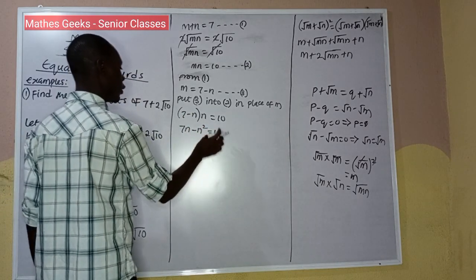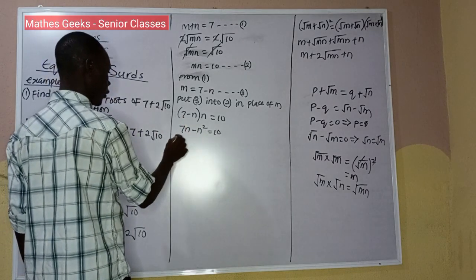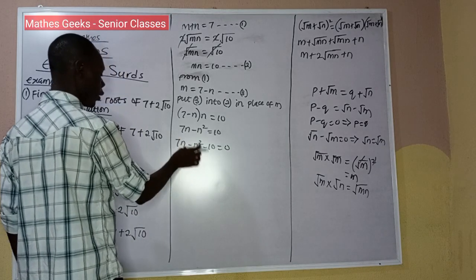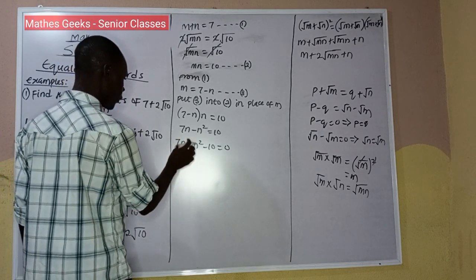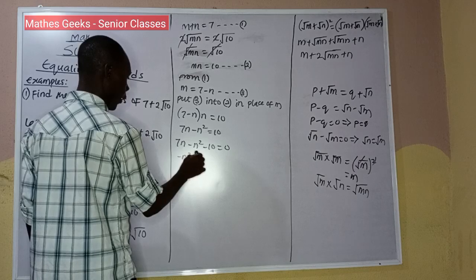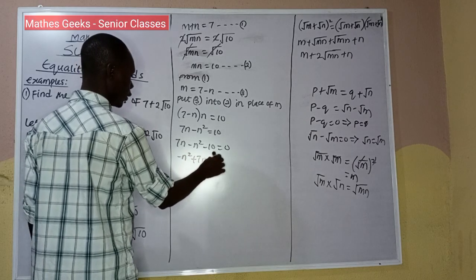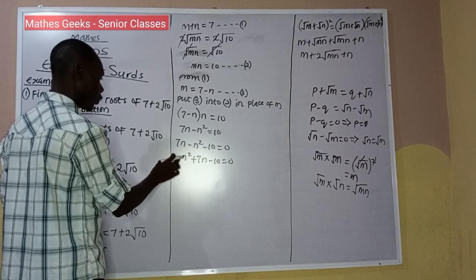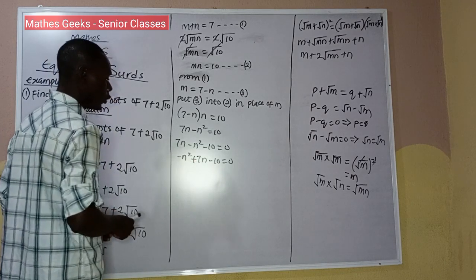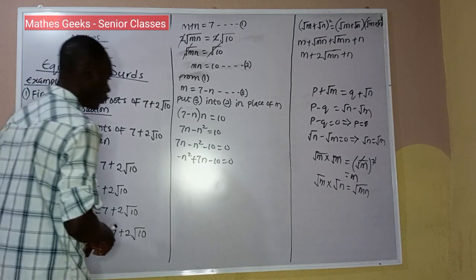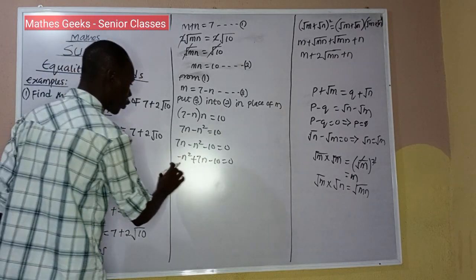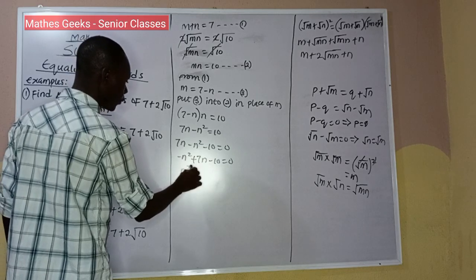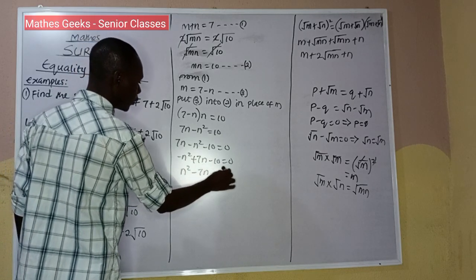So we bring this 10 to this side, it becomes 7n minus n squared minus 10 is equal to 0. So let's rearrange our quadratic equation: minus n squared plus 7n minus 10 is equal to 0. The coefficient of n squared is negative, so we need to make it positive. So we multiply through by minus 1. When we do that, we have n squared minus 7n plus 10 is equal to 0.